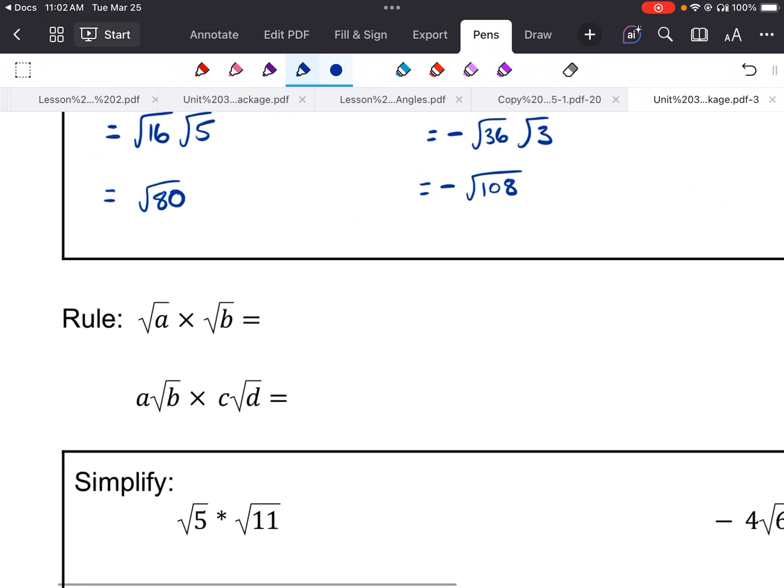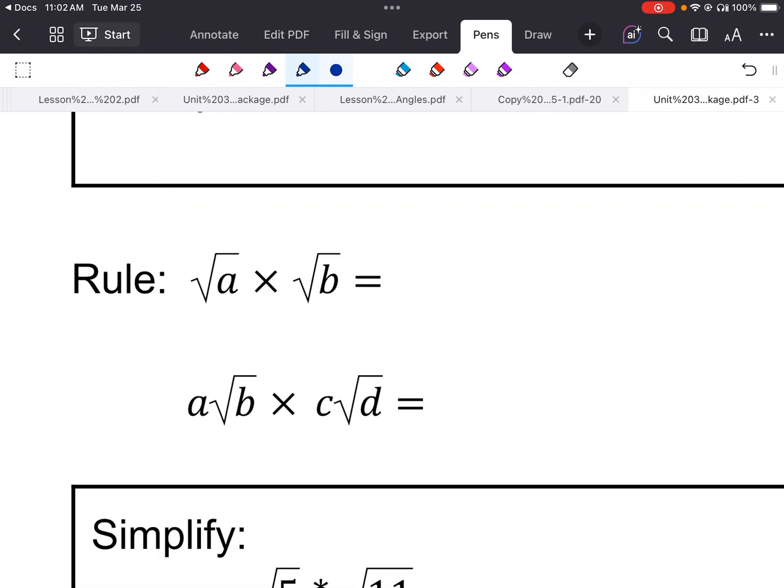Okay, so the rules: the square root of a times the square root of b will become the square root of a times b, or ab.